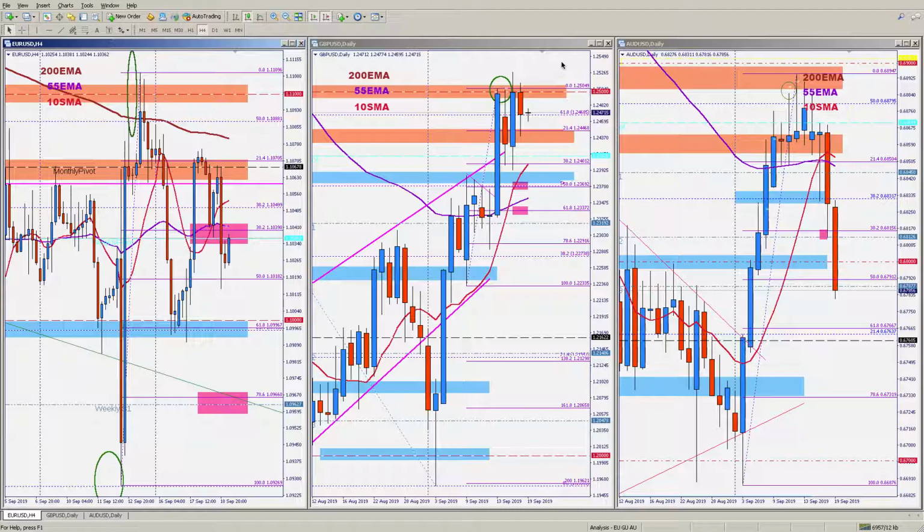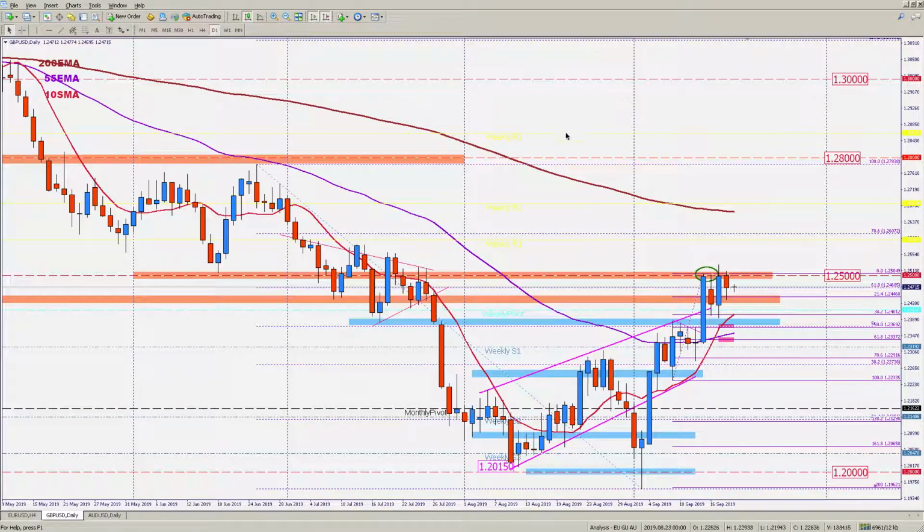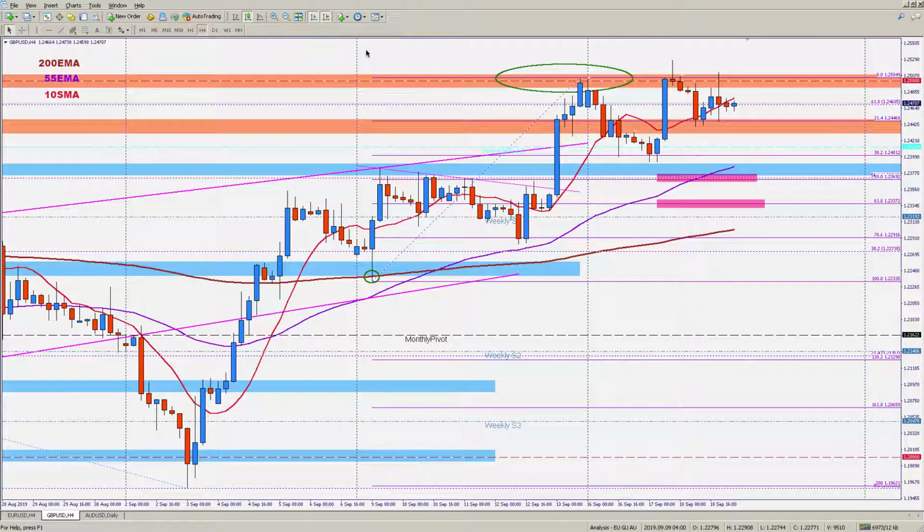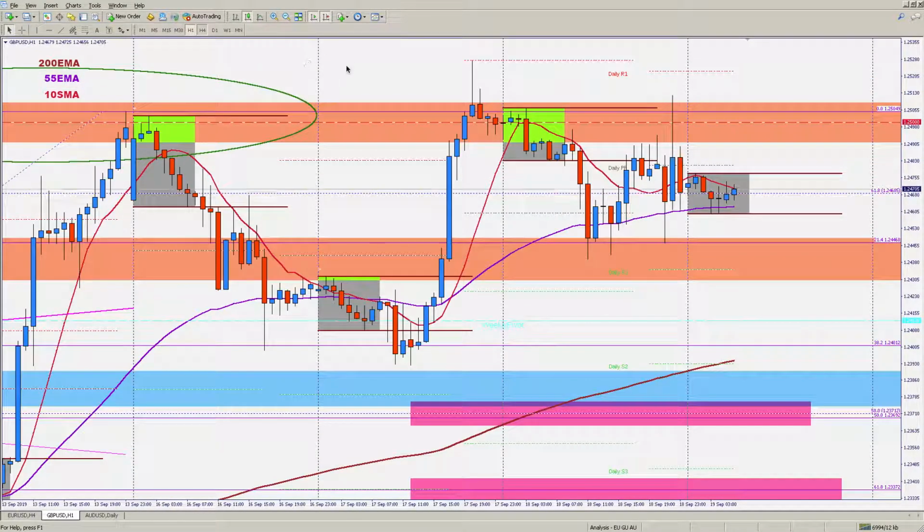Okay, let's look at the cable. It's a daily time frame, and let's move over to the 4-hour time frame. Cable has been holding steady above the 124.50 area. Switch to the 1-hour time frame.